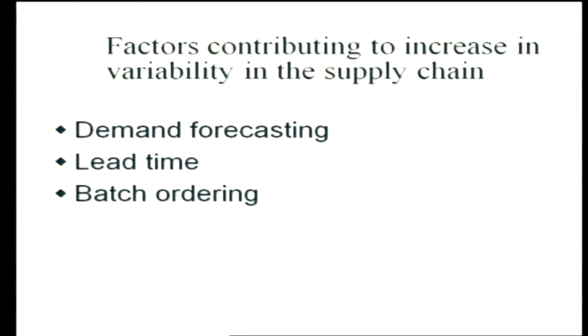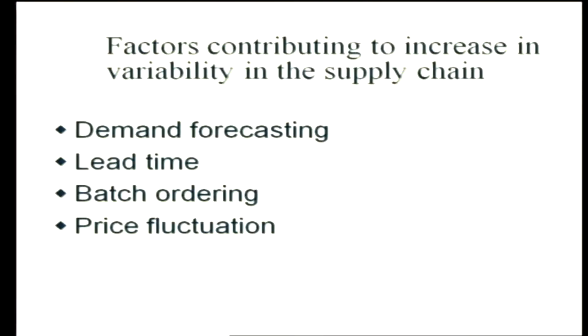Now, the third factor is batch ordering. Batch ordering means the company is giving the order in batches, instead of giving the order in a complete manner. So what is happening? In one batch, there is an increase in demand. In the second batch, if there is no demand, they will not raise an order. That is called batch ordering, and that will enhance the bullwhip effect.